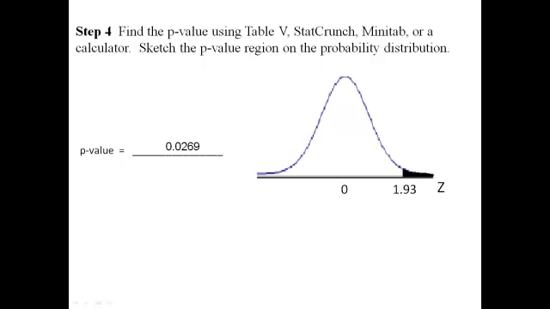So we write down the p-value of 0.0269 and then sketch in the p-value region on the z-distribution. Remember that the p-value is represented by the area under the curve to the right of the value of the test statistic 1.93, because remember this is a right-tailed test.